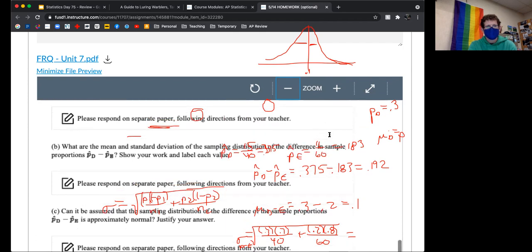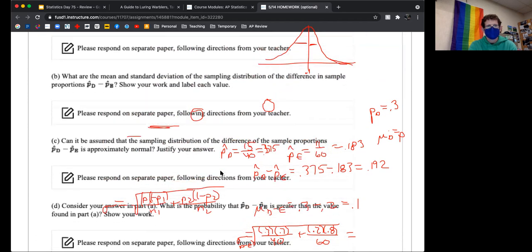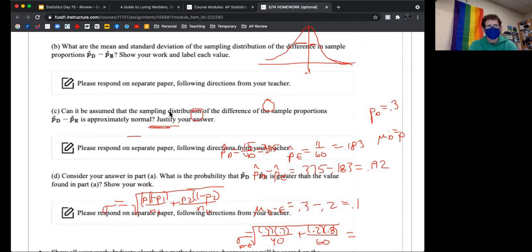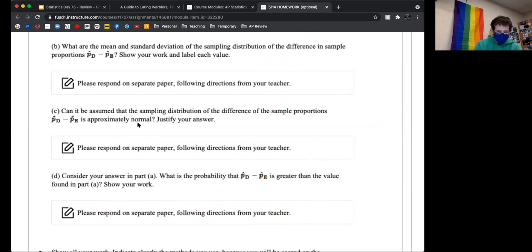And then they want us to check the assumptions, to make sure that for this sampling distribution, it can be assumed to be approximately normal. We want to check the large counts condition. So are n1 times p sub 1 and n1 times 1 minus p sub 1 both greater than or equal to 10? And do the same thing for part 2.